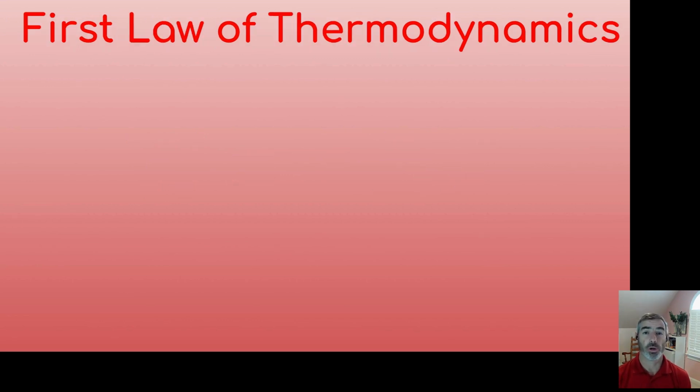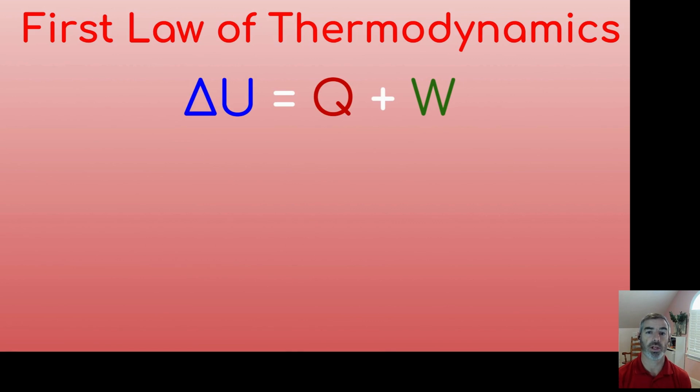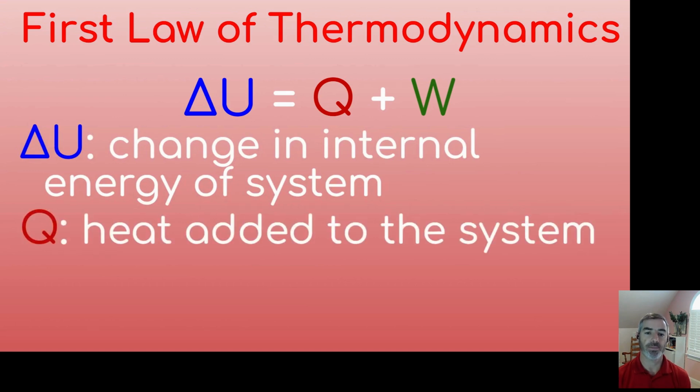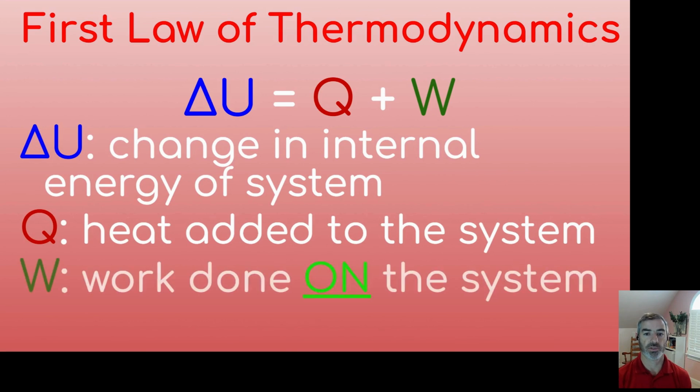So the first law of thermodynamics ties together internal energy, heat, and work. And the equation is the change in internal energy is equal to heat plus the work. So delta U is the change in internal energy of a system. Q is the heat added to the system, and that can be negative if heat is transferred out of the system. And W, as we talked, is the work done on the system. So that can be positive or negative based on what's happening to the energy of the gas.